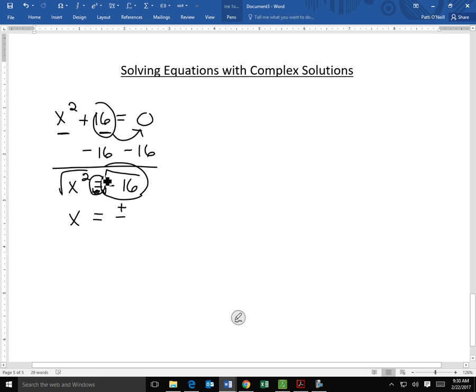The square root of negative 16, though, deals with taking the square root of a negative number. And we just learned that we can take the square root of a negative number by pulling the square root of negative 1 out of it and multiplying that by the positive value that would be left. We know that the square root of negative 1 is equal to i. So x is going to equal positive or negative i times, and in this case, the square root of 16 is a whole number, i times 4, or x equals positive and negative 4i.